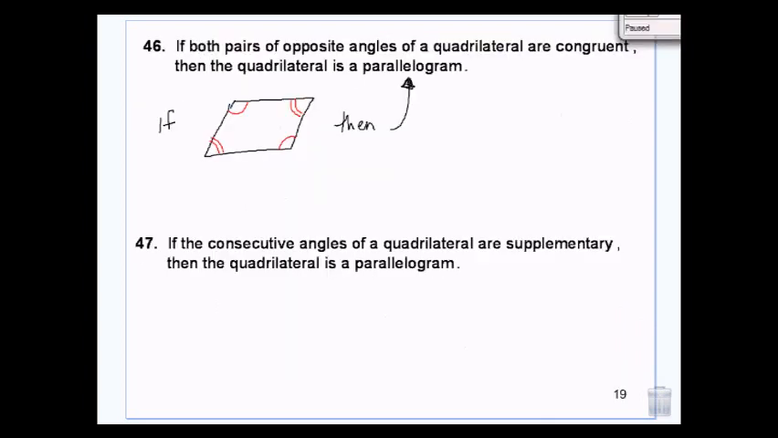That says if opposite angles are congruent, both pairs, then you have a parallelogram. And then we have another theorem, and I'm going to use color on this.